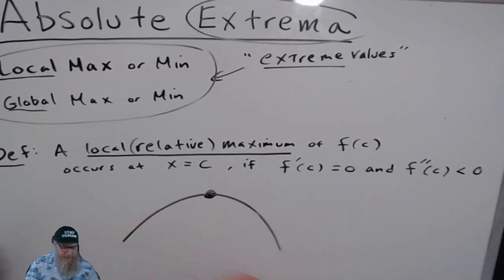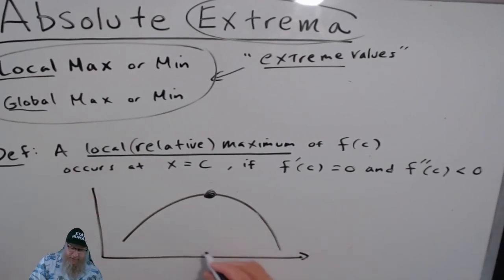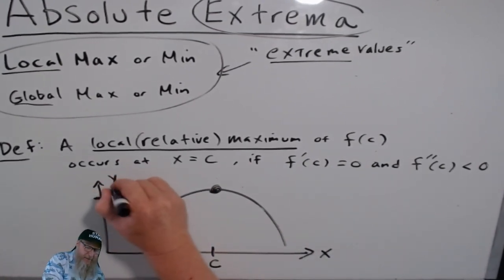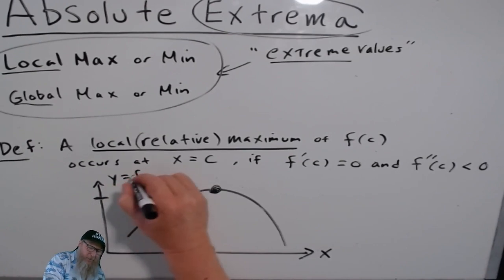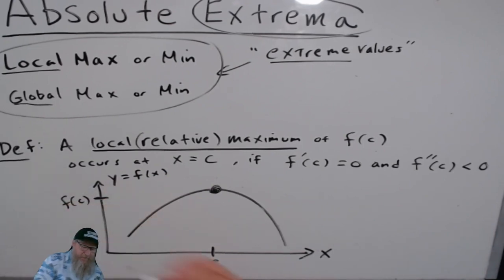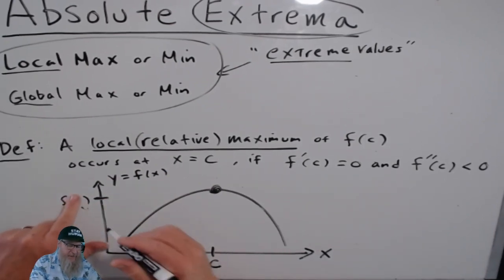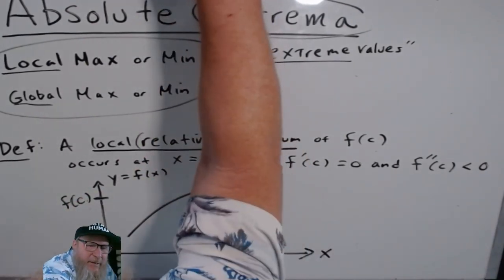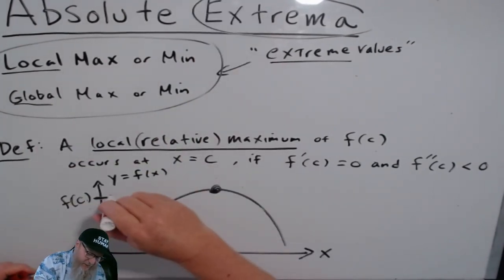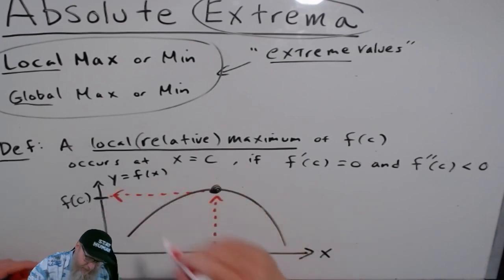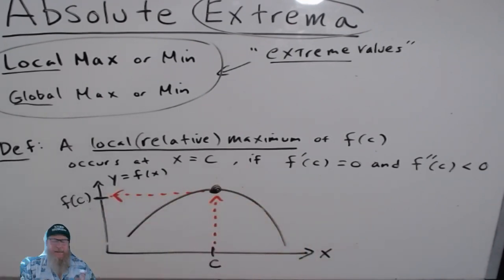So this is the point c on the x-axis, and then on the y-axis, remember y equals f of x. This is the point f of c, or the value f of c. It's the y value at c. So we call this a local max or a relative max.